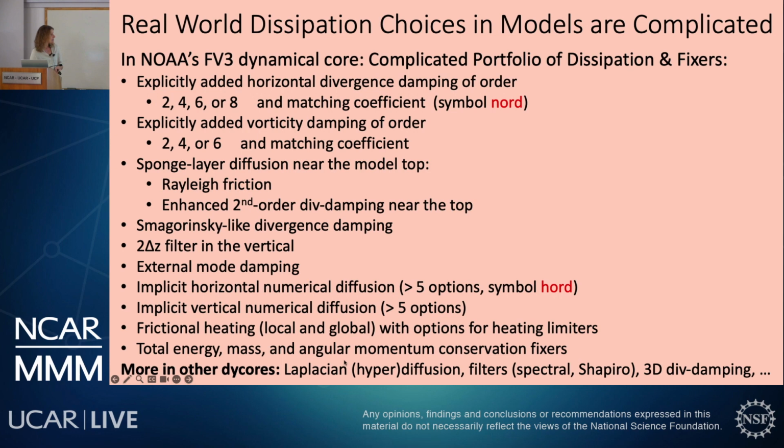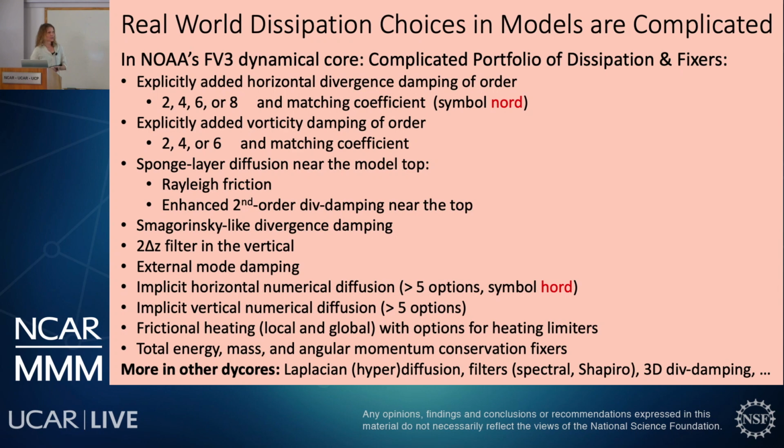And then, in addition, we have energy fixers, mass fixers, angular momentum fixers. These are things we would like to conserve naturally, but often we don't, because of numerical issues. And so we can decide to do this artificially. That's the fixer idea. And what I'm leaving out, and many other models have that, is what would be called Laplacian diffusion or hyperdiffusion. That's available, for example, in many of the CESM dynamical cores and even in MPAS. And there could also be filters, a Shapiro filter, for example, or 3D divergence damping, which is different from 2D divergence damping.